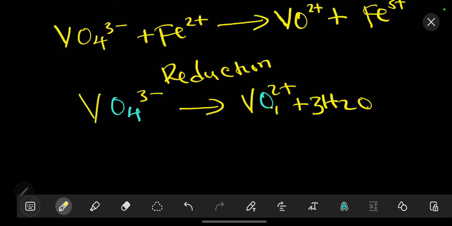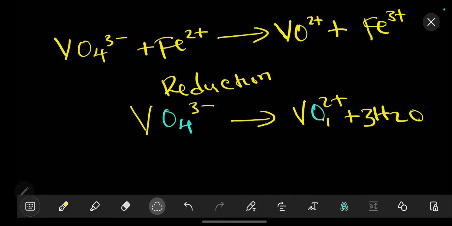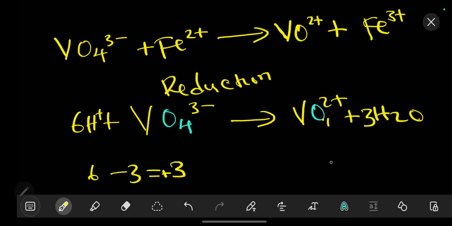Then, since we have introduced hydrogen on this side, we should have it on the other side as well. So we are going to have plus our 6 hydrogens, so that those balance. Then let's balance the charge. We have 6 by 1, it will be 6. Then we have minus 3, which gives us a positive 3. Then this side we have a charge of positive 2.